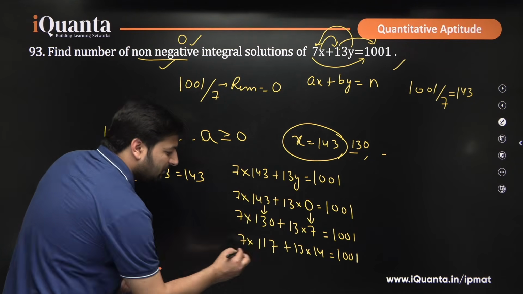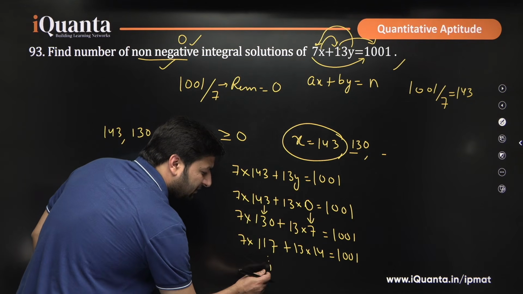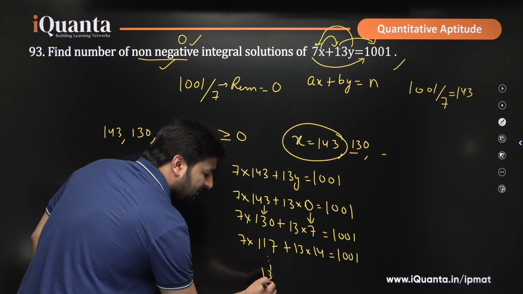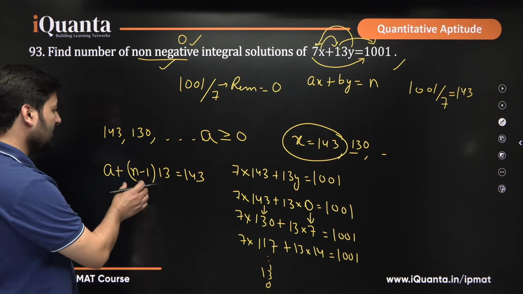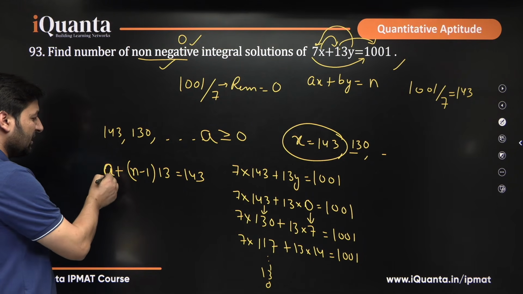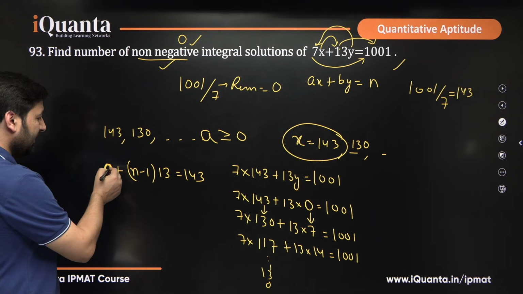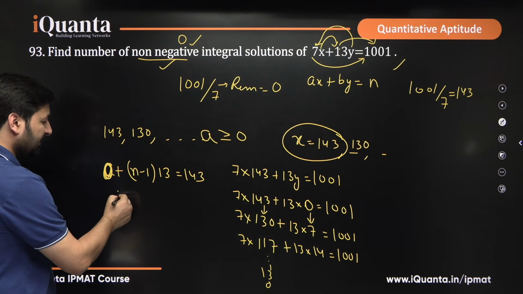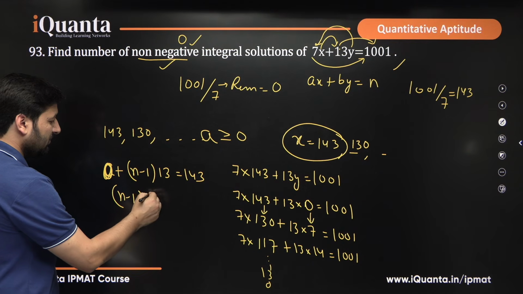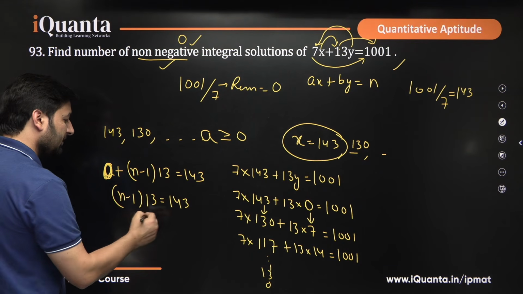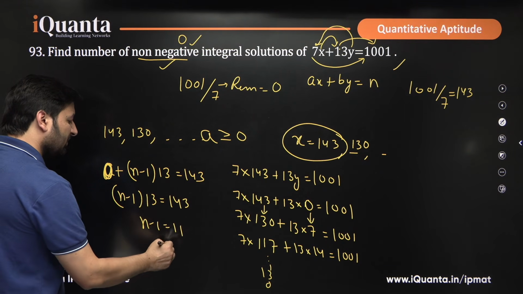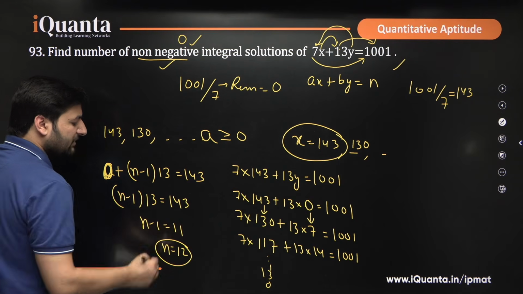So, if you keep decreasing it by a gap of 13, definitely 13 into 1 will also come, which will be 13, and 13 zeros are 0, 0 will have to be counted. So, that means the first term that we can start with will be 0, right. So, a will be 0, that means (n minus 1) into 13 will be 143, n minus 1 will be 11, or n will be 12. That is your answer.